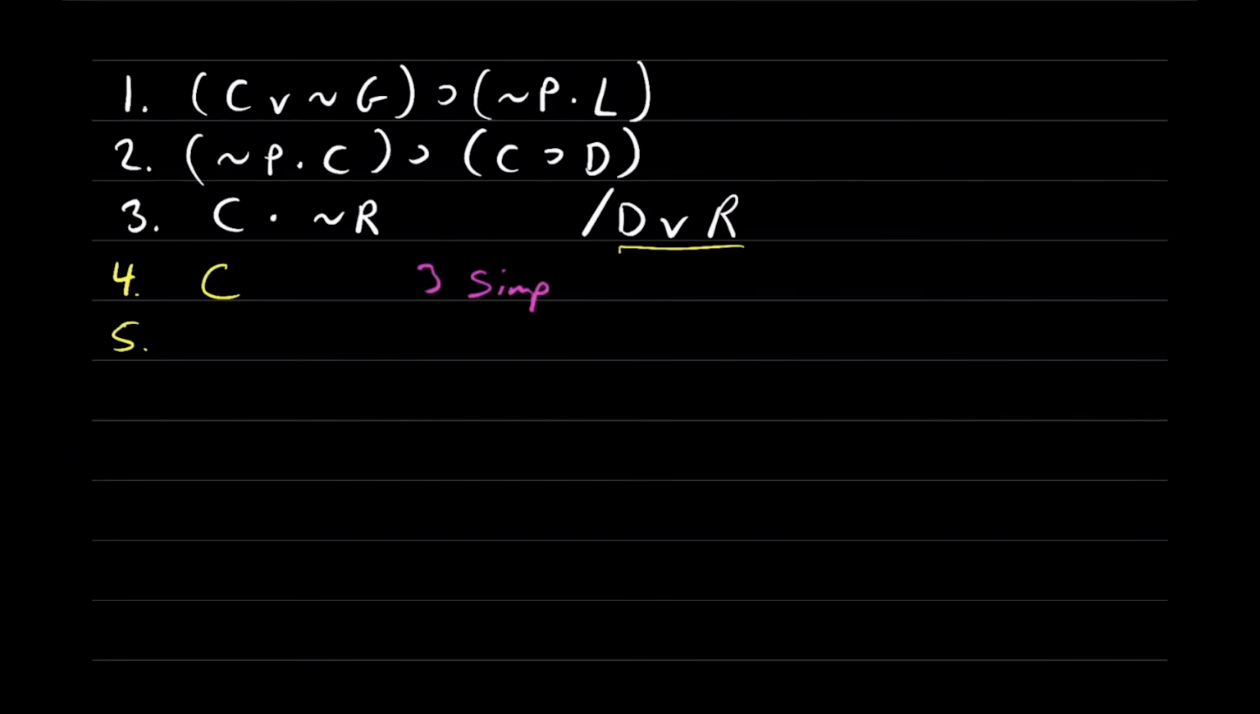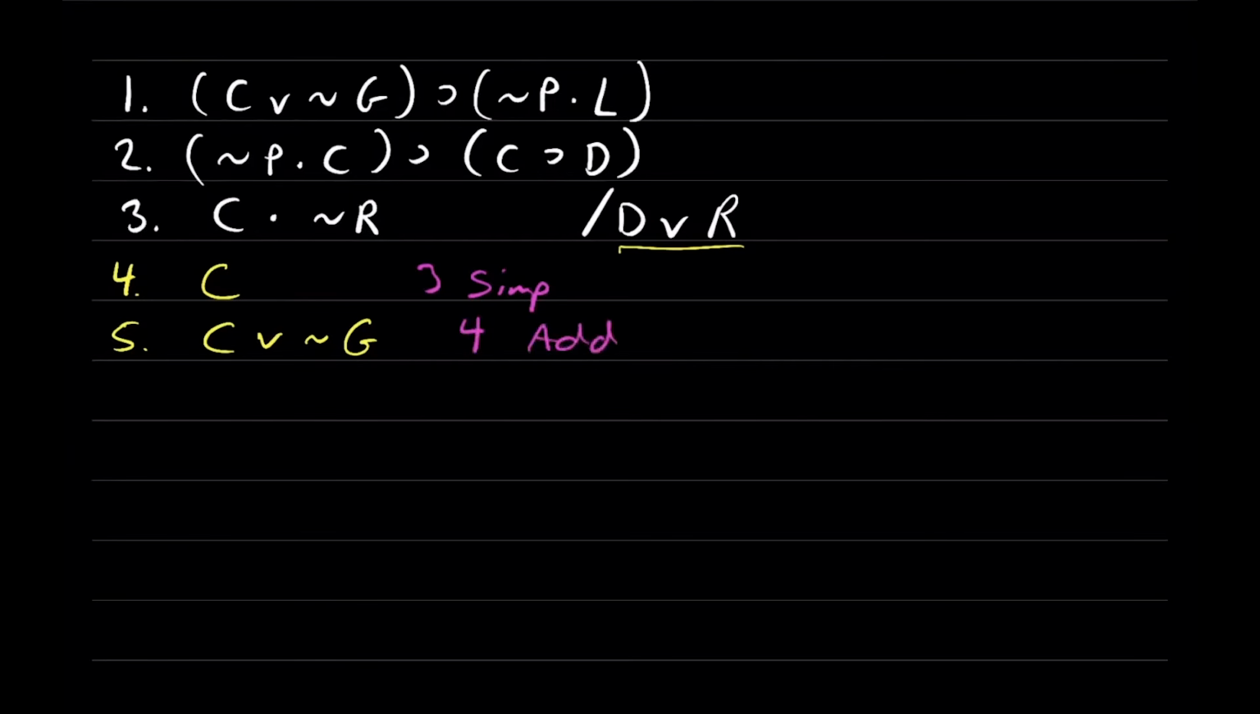Premise 1 says, if we have C or not G, then we get that expression on the right, not P and L. Well, we have C, so according to the addition rule, we can add anything we want. So we're going to add not G onto C using addition, using the wedge, so we can do modus ponens with line 1. Now, again, you have to be really careful here. This does not follow from line 1. This follows directly from line 4 by addition.